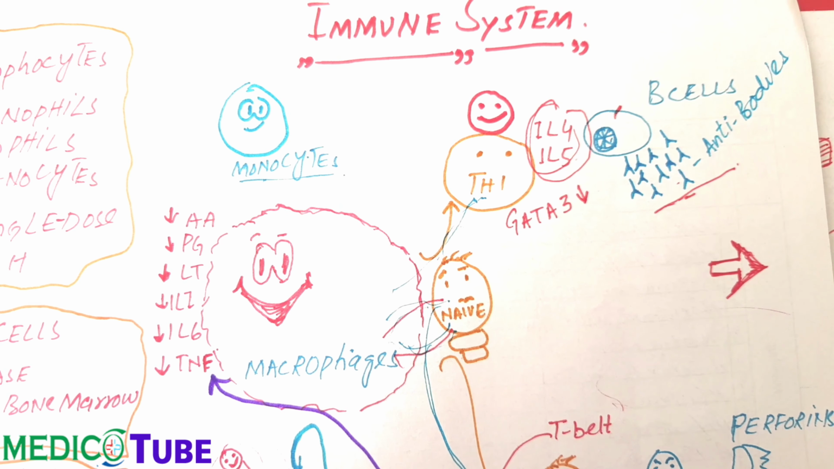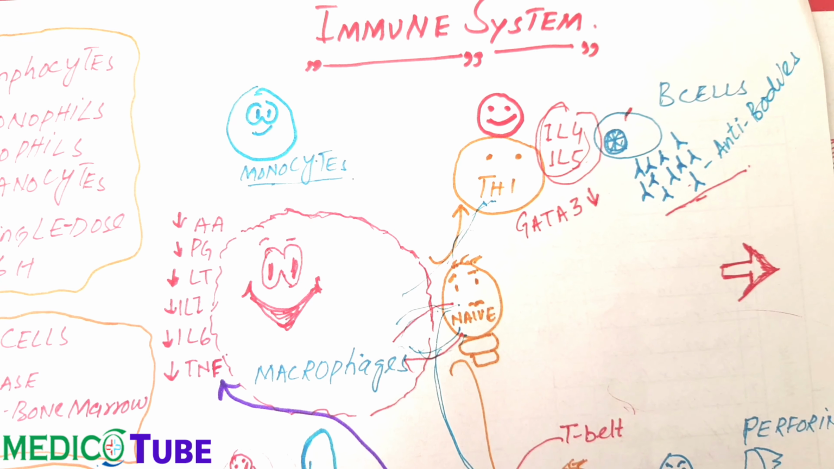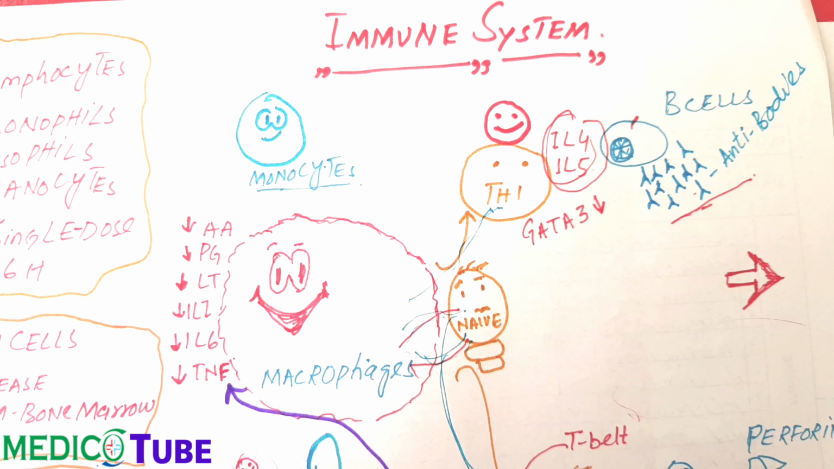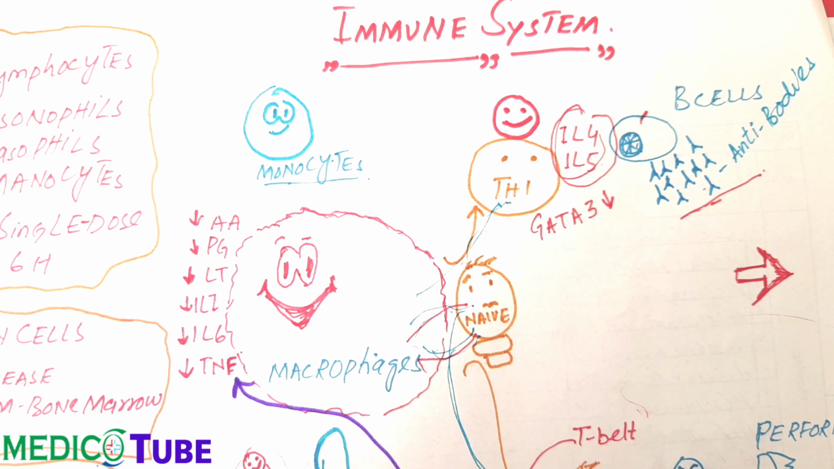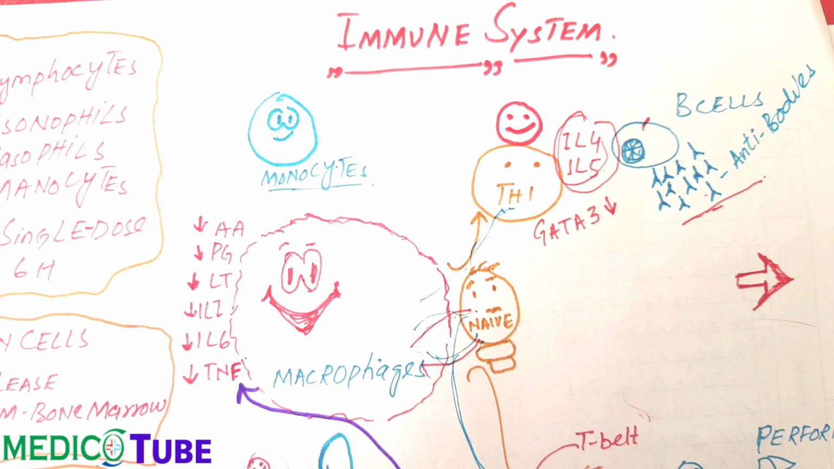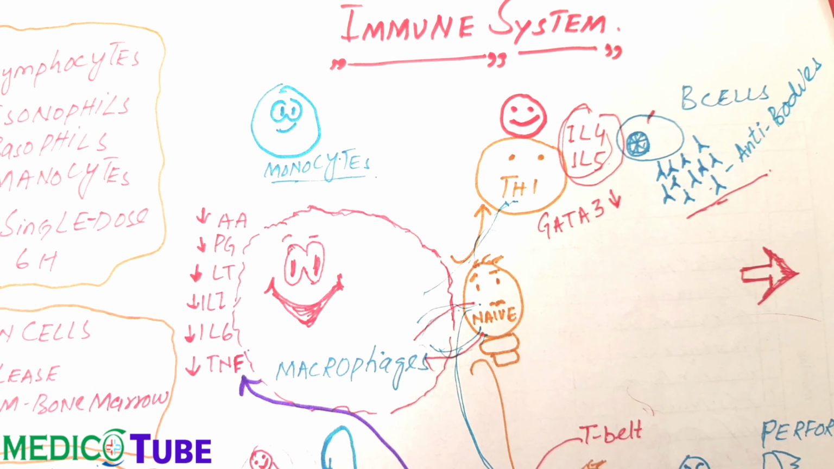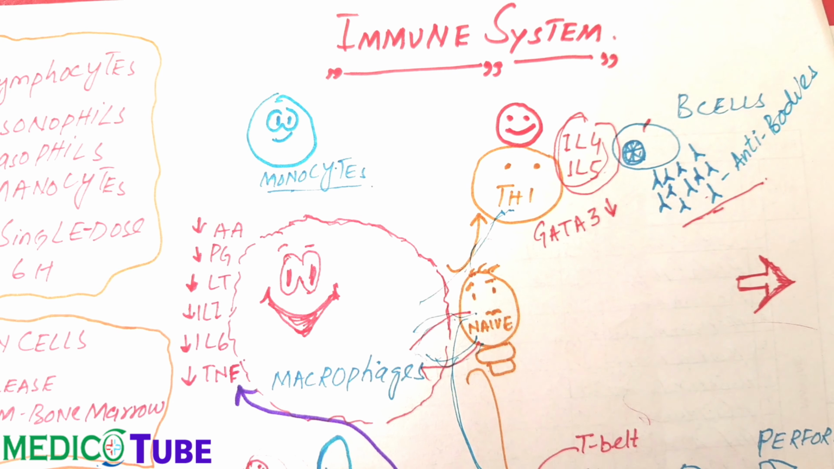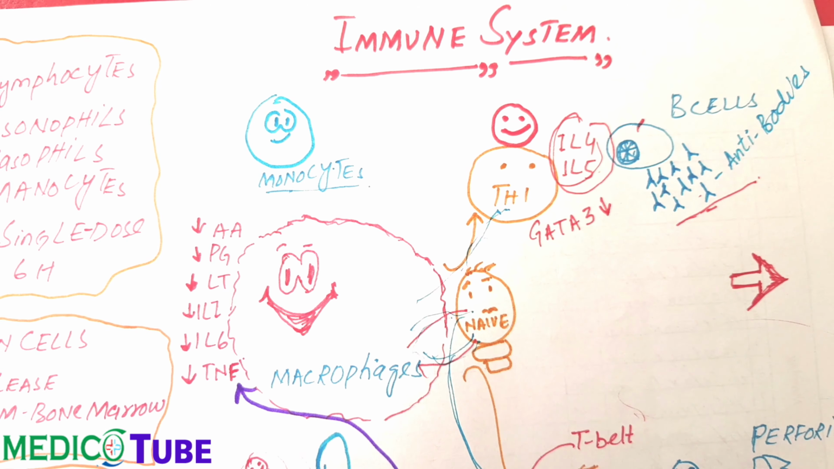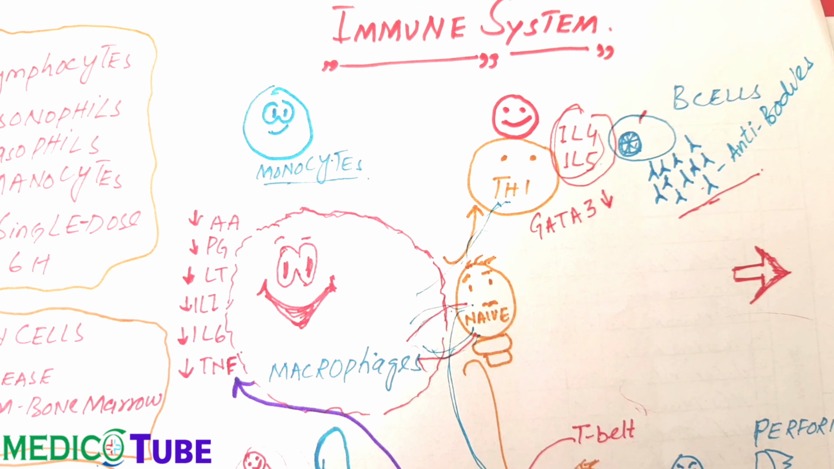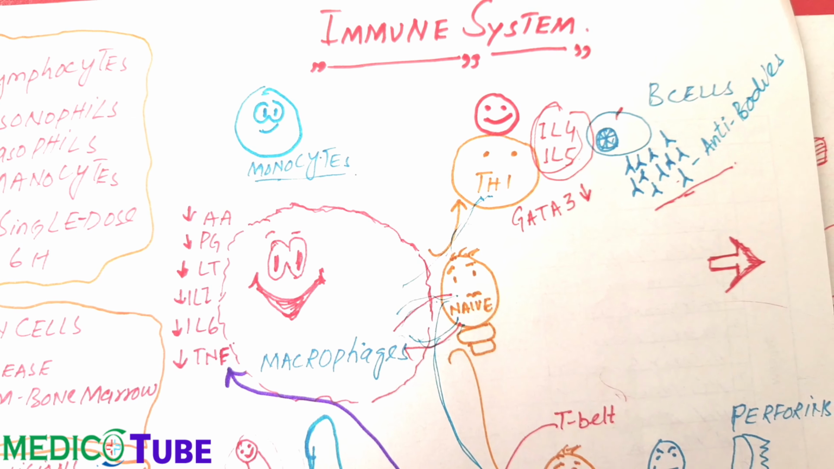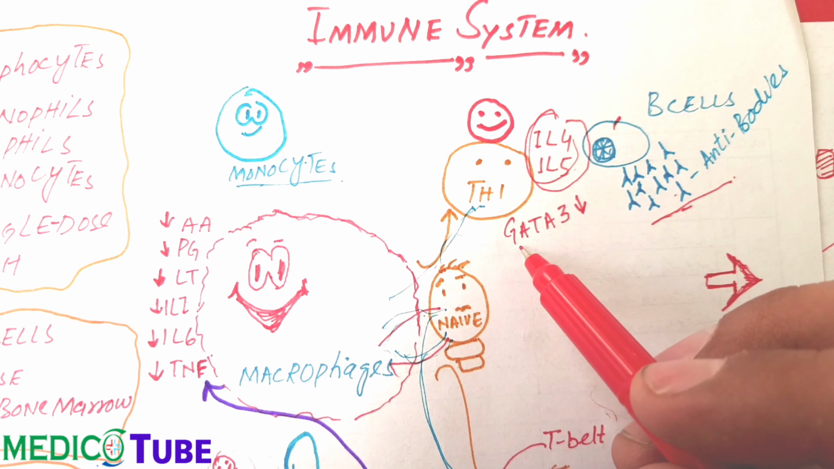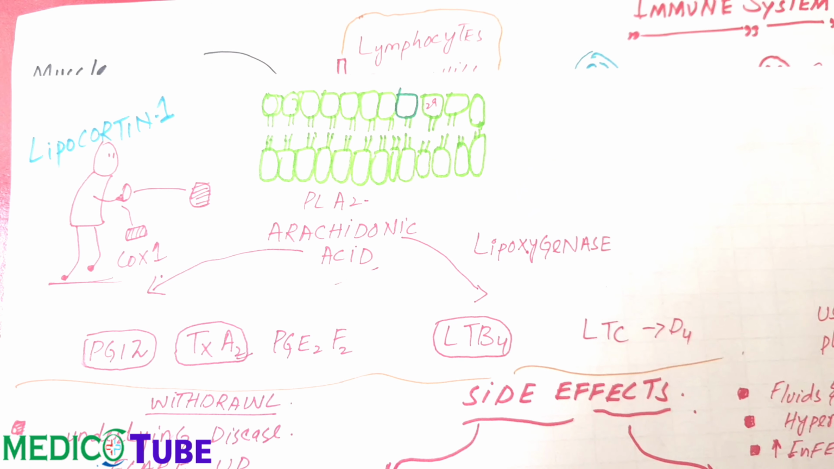B cells are activated by T helper 1 cells, and when steroid is present, the activation is blocked, and there is a gene, GATA3. Steroid activates that gene and it suppresses the release of interleukin 4 and interleukin 5, which will then cause the B cell inactivation and the immune system goes down. This is the reason why steroid is contraindicated and dangerous in the acute phases of coronavirus.